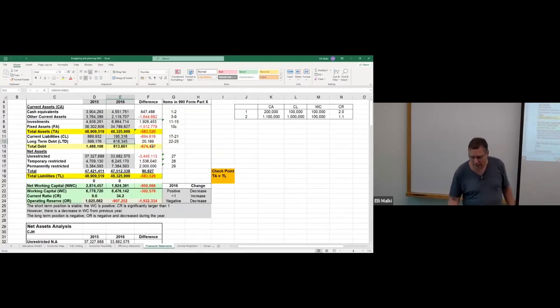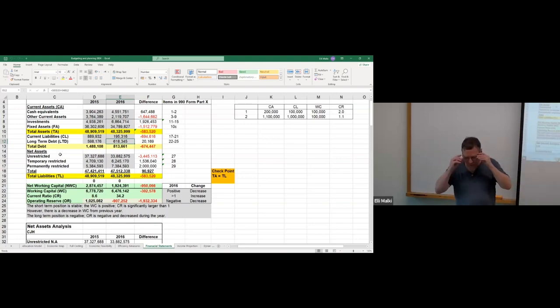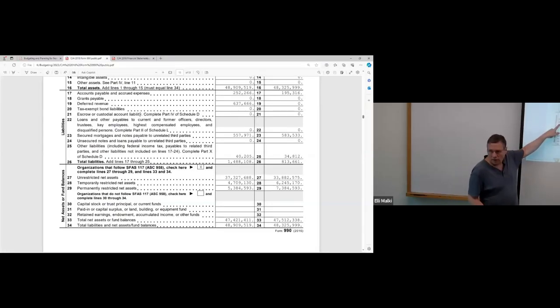So here I have the net assets. And first of all, let's go to the 990 form and introduce another complication that we have in the nonprofit world, which we don't have in our private life. As you can see, we have three lines here: unrestricted, temporarily restricted, and permanently restricted. And it refers to lines 27, 28, and 29. So let's see these lines. You see 27, 28, 29.